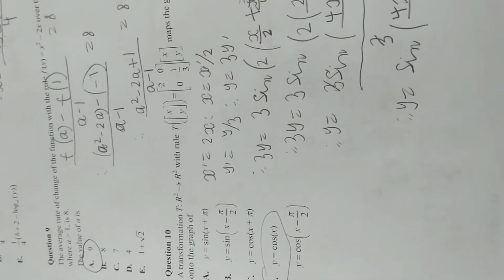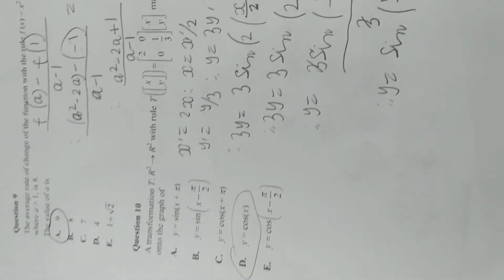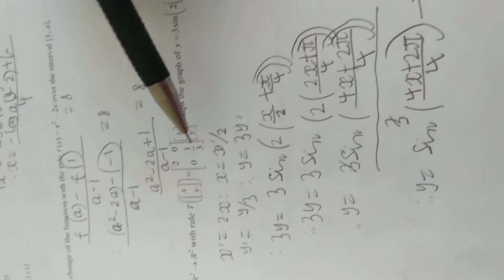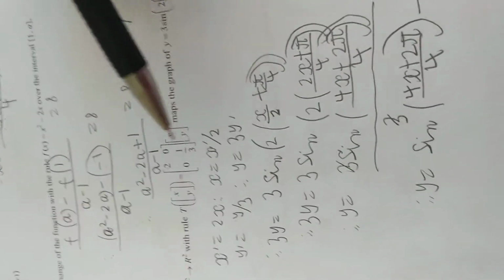Question 10. The transformation with the rule of this maps the graph of y equals 3 sine of 2x plus pi on 4 onto the graph of. So to find the transformations, x dash is 2x, so x is x dash on 2, y dash is y on 3, so y is 3 times y dash.